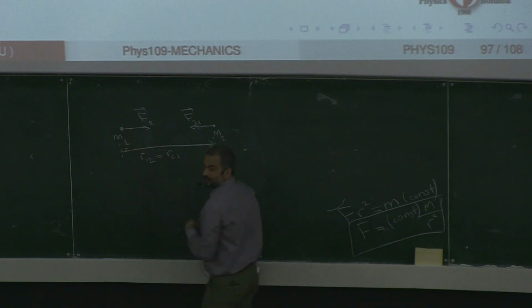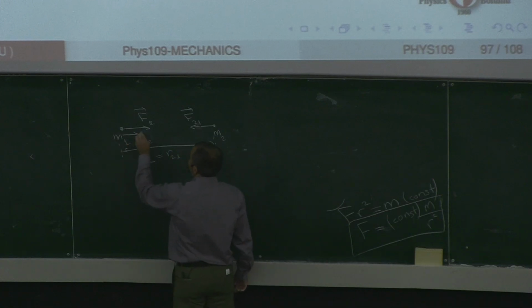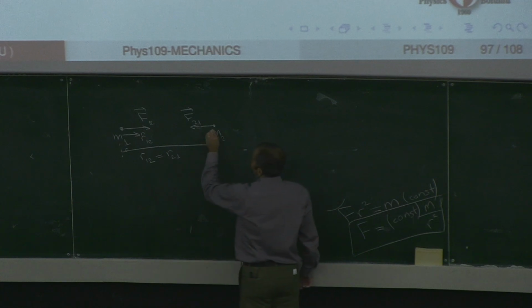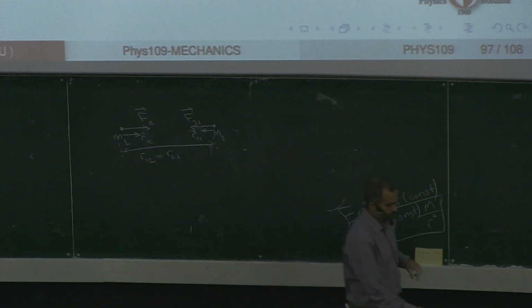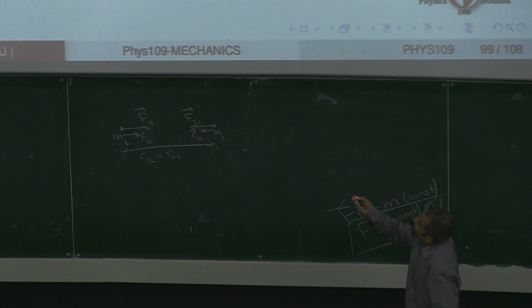Let me define two unit vectors. I will define a unit vector in this direction, r12 hat, and another unit vector in this direction, r21 hat. So these are the definitions of the vectors. Hat just means unit vector. r12 just means it is pointing from mass 1 towards mass 2. And here I have r21, which just means it's pointing from mass 2 towards mass 1.